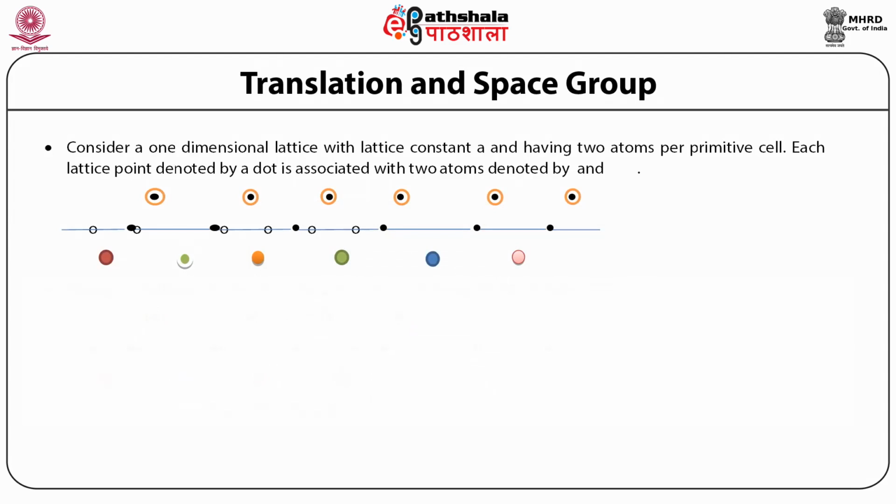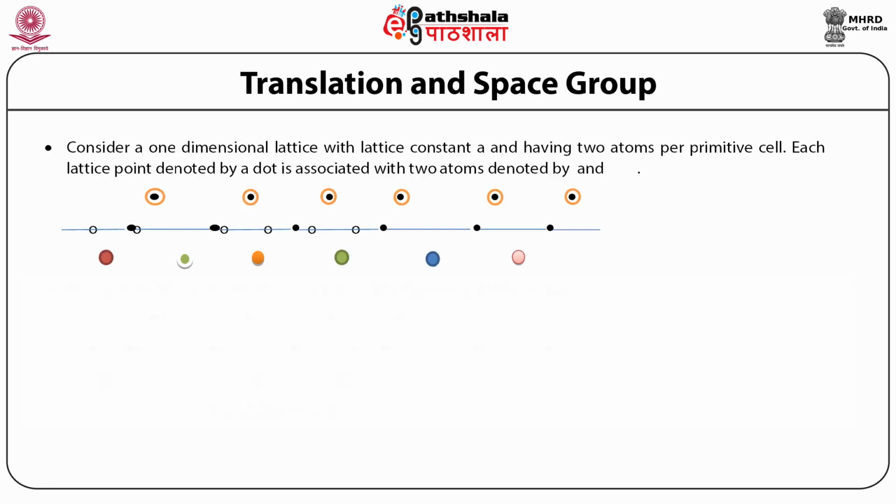Now let us consider a one-dimensional lattice with a lattice constant A, and let's consider a lattice which is a complex lattice in the sense that it has two atoms per primitive cell. Each lattice point is denoted by a dot and is associated with two atoms which are denoted by a full circle and a circle with a dot in between. You can see the slide. It's not a very good slide, but it will explain the essential feature.